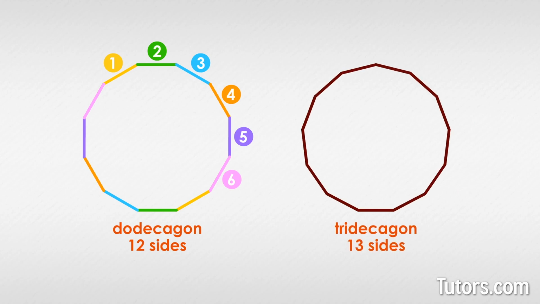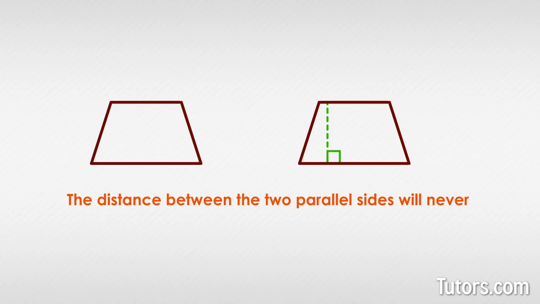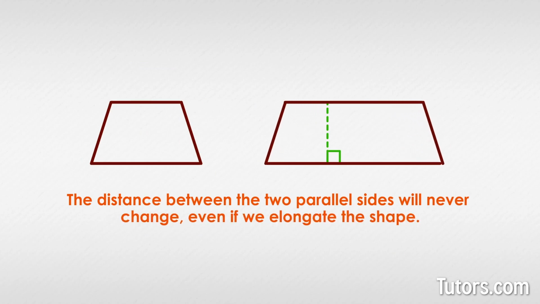no parallel sides. Another property of parallel sides and polygons is that the distance between the two parallel sides will never change, even if we elongate the shape. You can indicate parallel sides even if your drawing is not perfect.